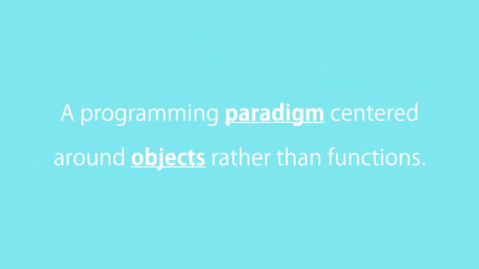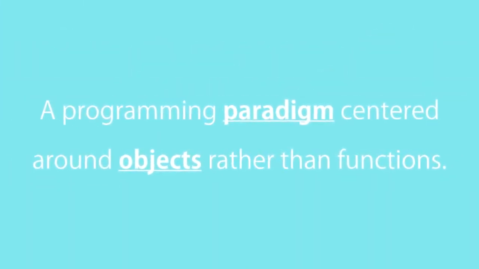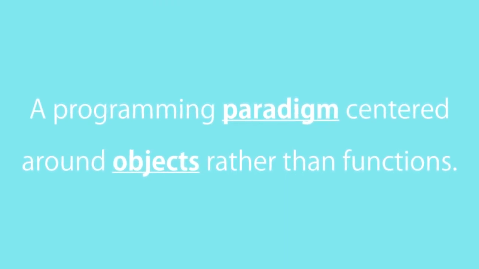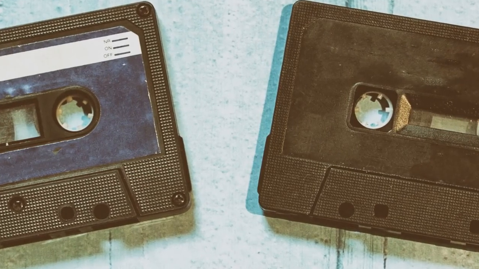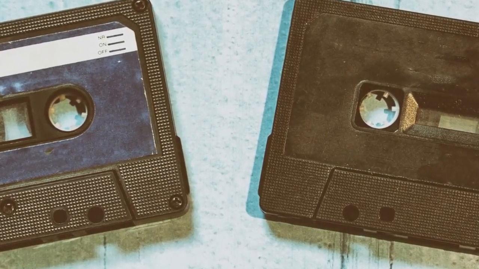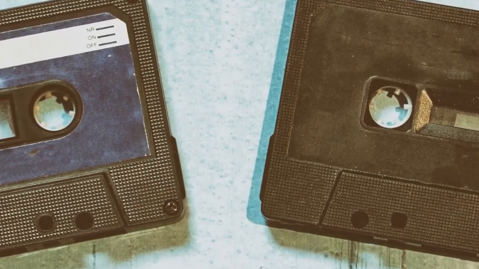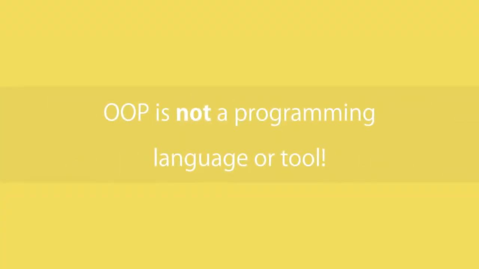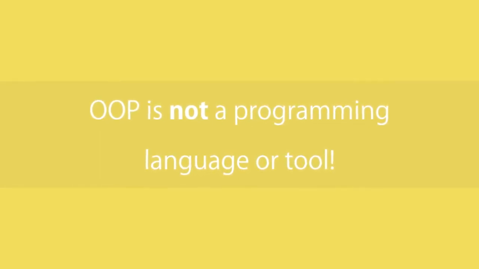Object-oriented programming is a programming paradigm, or a style of programming, that is centered around objects rather than functions. It's nothing new, it's been around since the 70s, but unlike tools and frameworks that come and go, object-oriented programming is still very relevant today. That's because it's not a programming language or a tool.